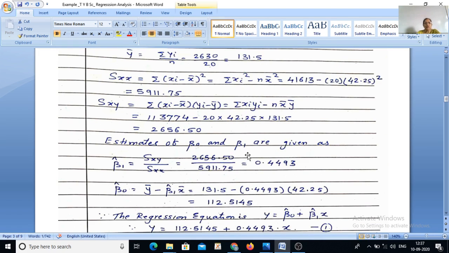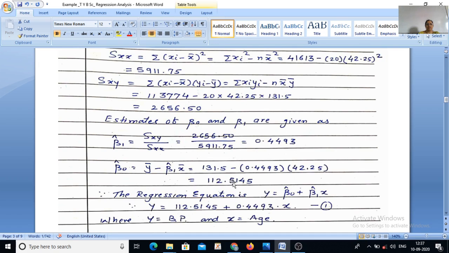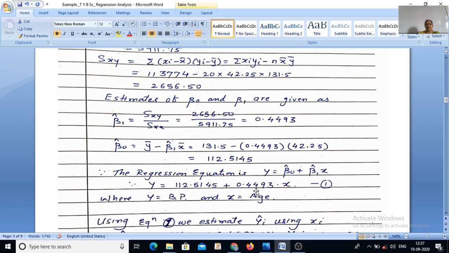Okay, now in order to estimate the regression coefficients beta naught and beta 1, I know that beta 1 hat is equal to Sxy upon Sxx, and that value comes out to be 0.4493. Similarly, my beta naught hat, which depends on beta 1 hat and y bar, is beta naught hat equal to y bar minus beta 1 hat into x bar, and that value comes out to be 112.5145.